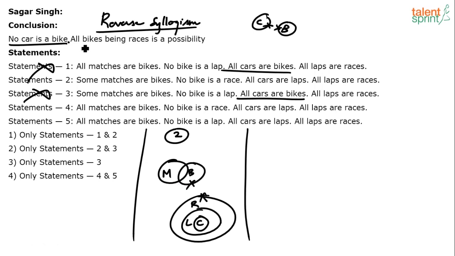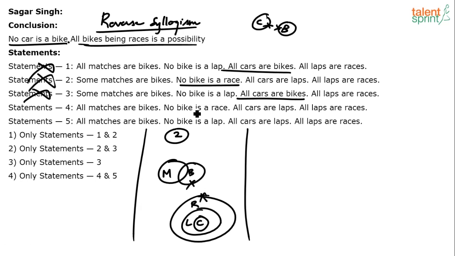Second conclusion, all bikes being races is a possibility. Can all the bikes be races? No. Clearly he says bikes and races cannot overlap, right? No bike is a race. So if no bike is a race, how can we say all bikes being races is a possibility? I think we have got one more way to eliminate the options. Now it gives me a clue. See, no bike is a race. Impossible, right? Bikes and races do not touch at all. So statements 2 also get eliminated.